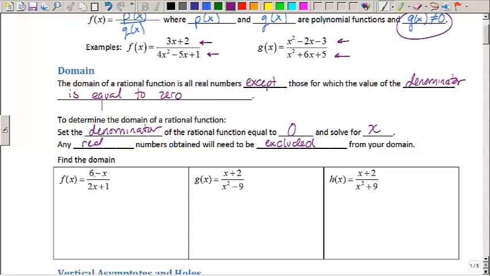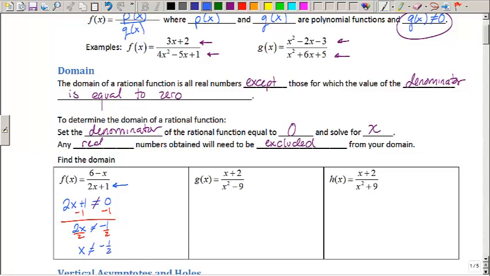For the function f of x equals 6 minus x over 2x plus 1, I'm looking for the domain, and I know the domain is going to be all real numbers except if x makes the denominator 0. So I'm going to set that denominator equal to 0. Or actually, you might even think about it as not equal to 0. I can have all the values as long as it's not equal to 0. And then when I solve, I get 2x equals negative 1. Divide both sides by 2, and I get x is equal to negative 1/2.